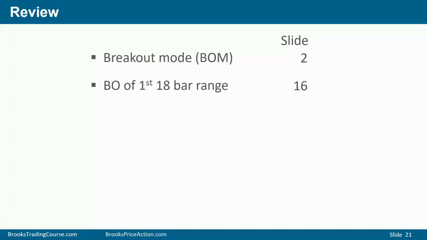And then next I talked about the breakout of the range of the first 18 bars. In either of these breakouts, once you get the breakout, 90% chance the market's not going to break out beyond the opposite side of the day. So for example, if you get a bull breakout, 90% chance the day will either be a bull day or a trading range day. If you get a bear breakout, 90% chance the day will either be a trading range or a bear day.